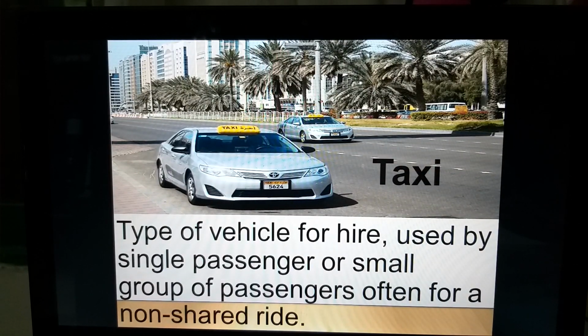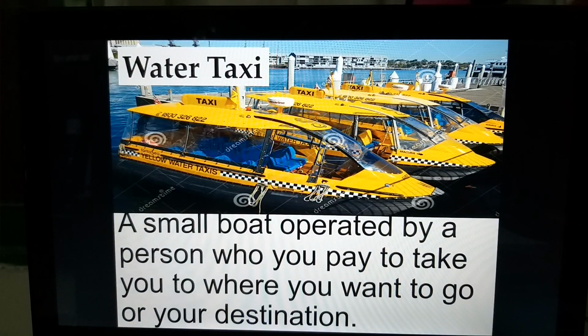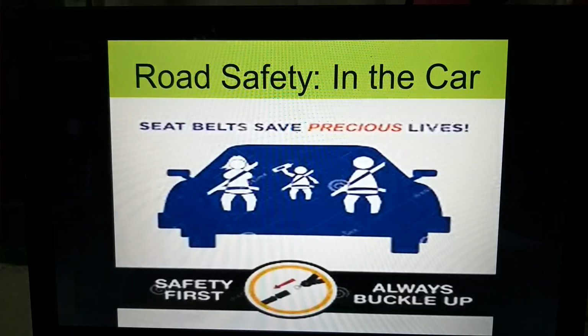Taxi. Taxi is a type of vehicle for hire used by a single passenger or small group of passengers, often for a non-shared ride. Last but not the least is water taxi, which is a small boat operated by a person who you pay to take you to where you want to go, or your destinations. Okay, next. What are the special advices given to the children when riding a car?